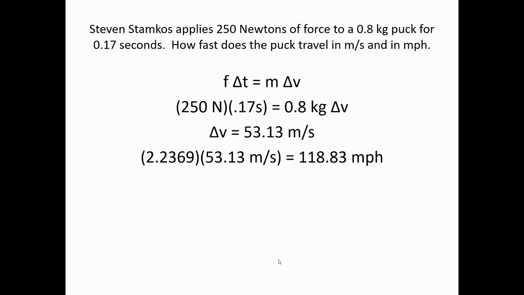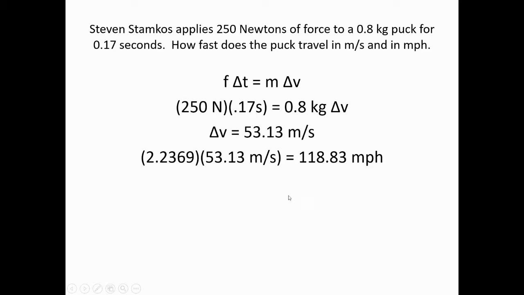All right, it says Steve Stamkos applies 250 newtons of force to a 0.8 kilogram puck for 0.17 seconds. How fast does the puck travel in meters per second and in miles per hour? So here's your force, here's your time, here's your mass. You can calculate the velocity. The velocity comes out to 53.13 meters per second. And the conversion here is 2.2369 times the 53.13, which will give you 118.83 miles per hour.